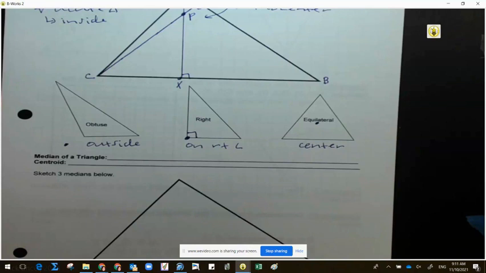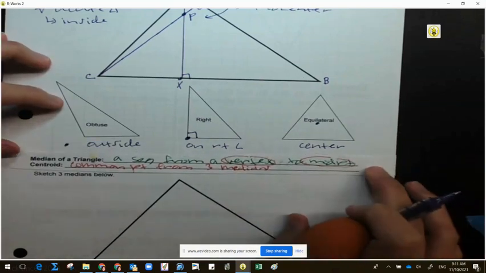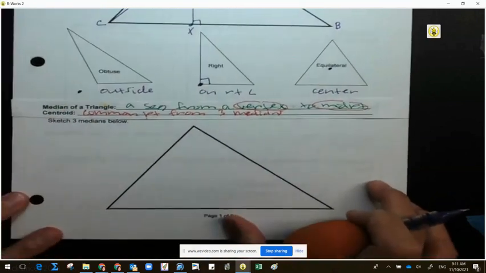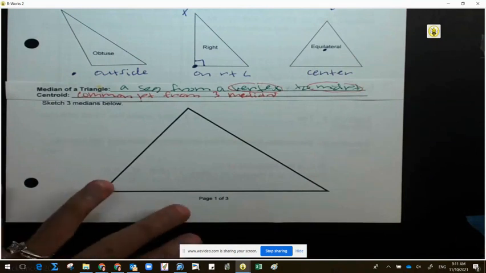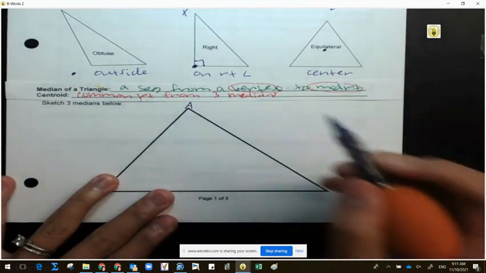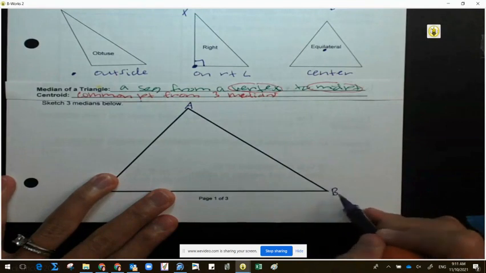All right, let's go on to our next definition. I believe this definition will be our last one for our points of concurrency. A median of a triangle is a segment from a vertex to the midpoint. And that common point is going to be called a centroid. So let me wait about 30 seconds-ish.